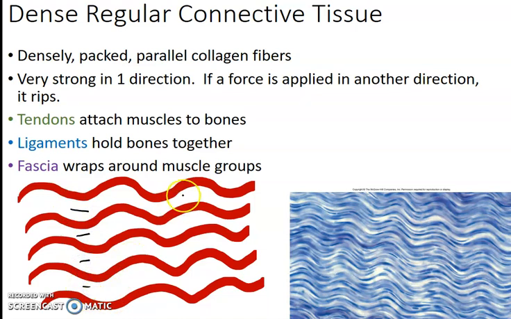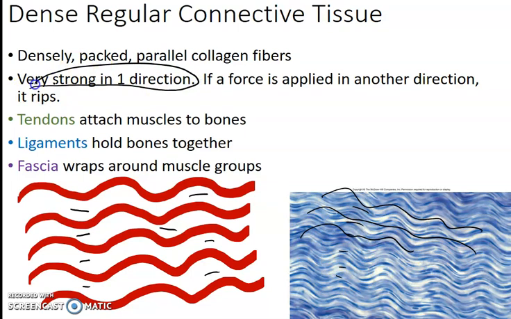Sometimes they're nice and stacked up. Sometimes you'll see one there and one there. It's not as regular, but the histology looks like this regular pattern. And the fibroblasts are going to be nice and sort of line up. Now, it's very strong in one direction. If force is applied in another direction, it will rip.